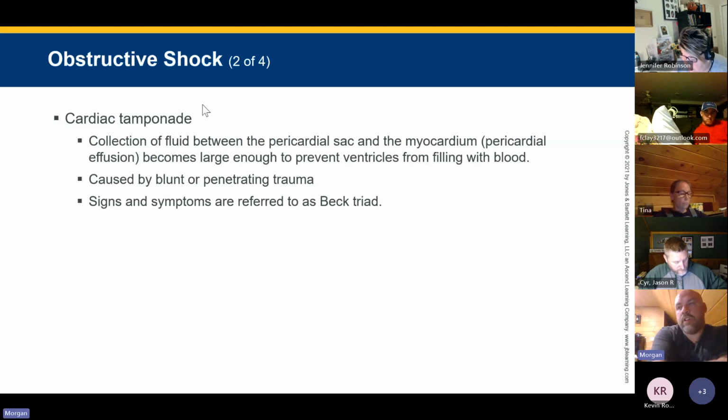The signs and symptoms are referred to as Beck's triad. Does anybody remember? Did anybody write it down, take notes? What's Beck's triad? The narrowing of the pulse pressure, JVD, and muffled heart tones. Yes.